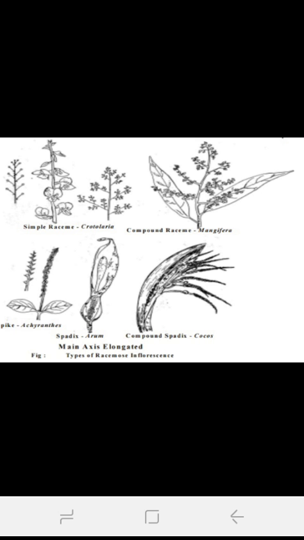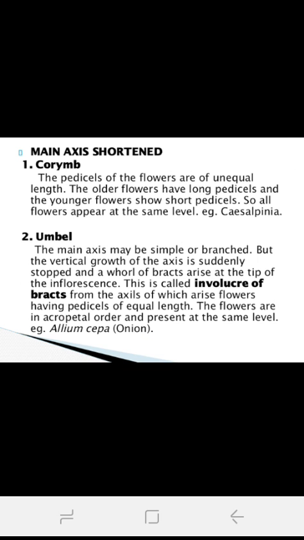So these are the figures of these various types of inflorescence. First one is the simple racemose inflorescence, second one is compound raceme. Then you can see Achyranthes as an example for spike, Arum as an example for spadix, Cocos as an example for compound spadix. Okay, so you studied main axis elongated, different categories: simple raceme, compound raceme or panicle, spike, compound spike, spadix, etc.